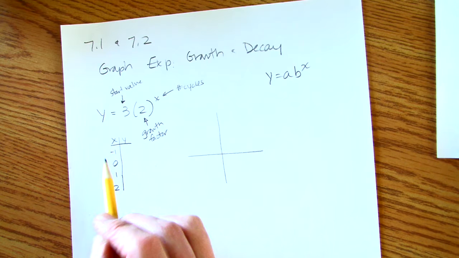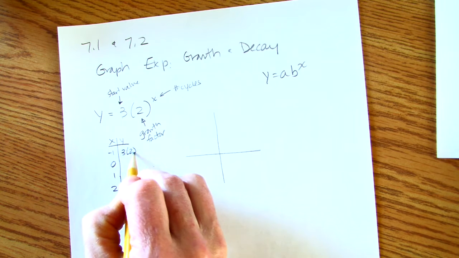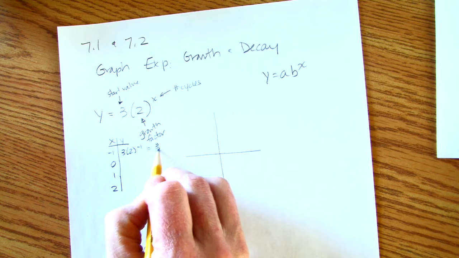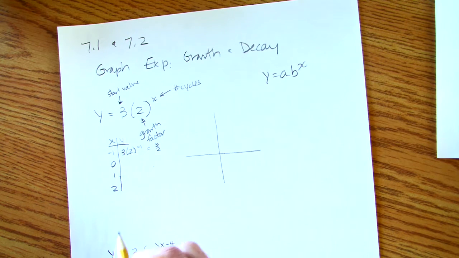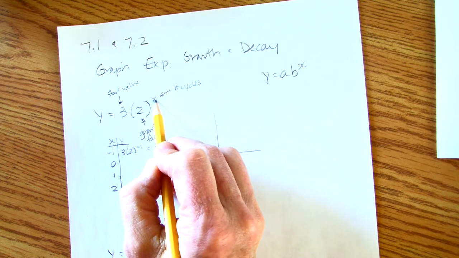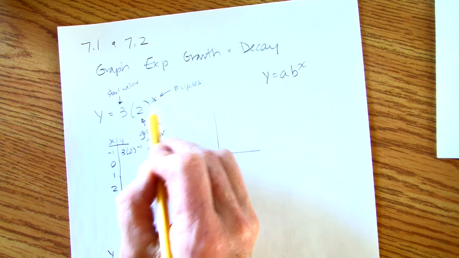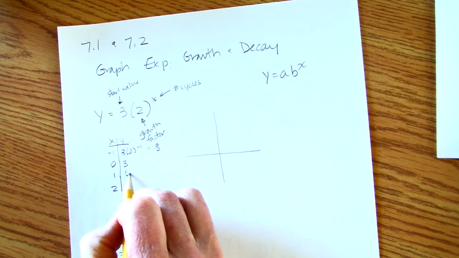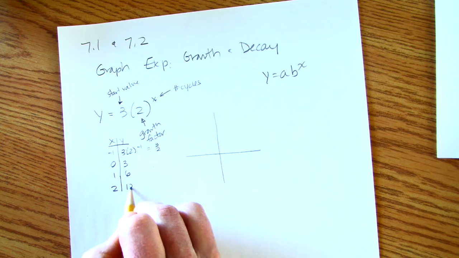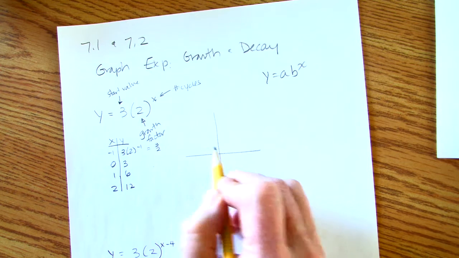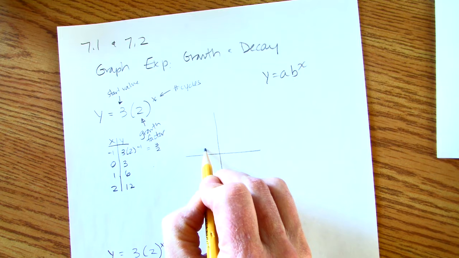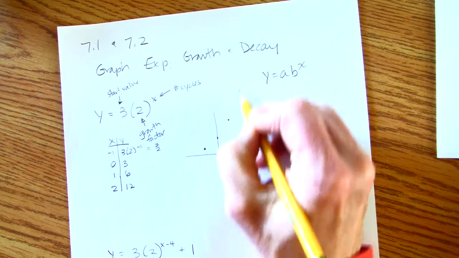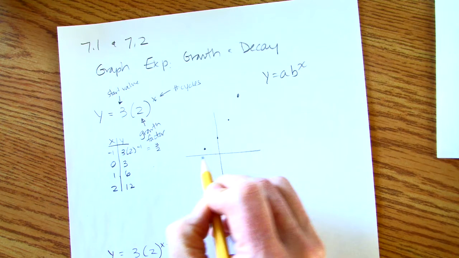If I plug in -1 for x, I'm going to have 3 times 2 to the -1, which we all know now means 3 over 2. 2 to the -1 is 1/2. At 0, anything to the 0 is 1. So 2 to the 0 is 1. 3 times 1 is 3. 2 to the 1 is 2. 3 times 2 is 6. 2 squared is 4, 12. So at -1, I'm over here at 1.5. At 0, I'm at 3. At 1, I'm at 6. And at 2, I'm at 12.